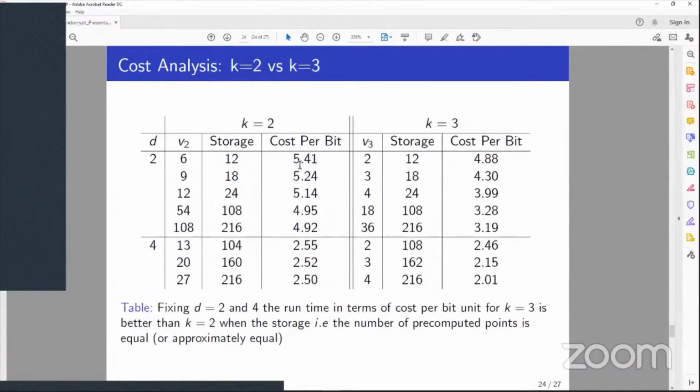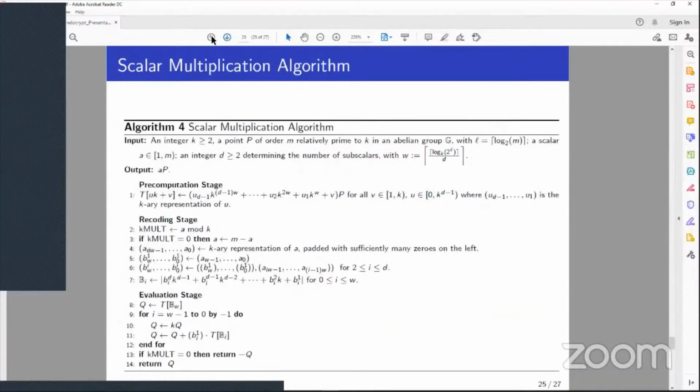In conclusion, applying this recode and scalar multiplication, for a fixed k and fixed d, with the number of subscalars, we have a better result for k equals 3 rather than k equals 2. So yeah, that's it.